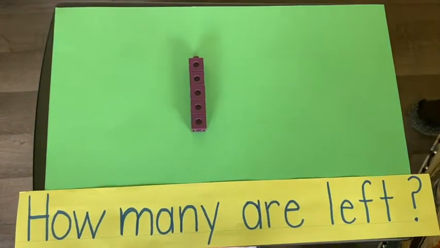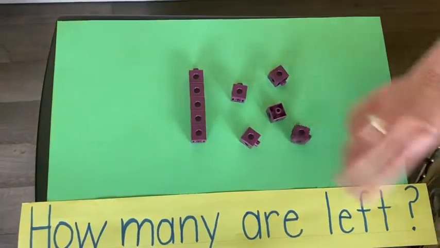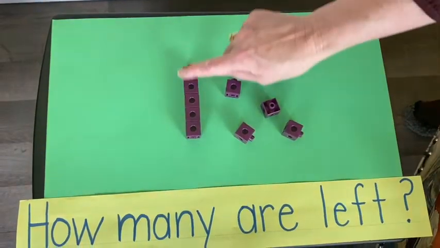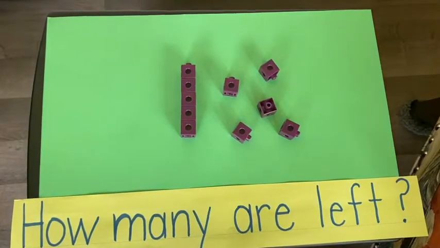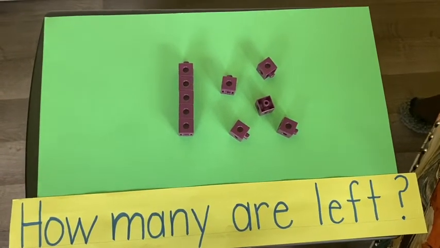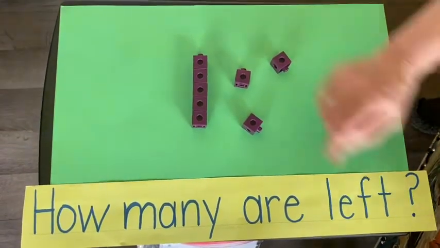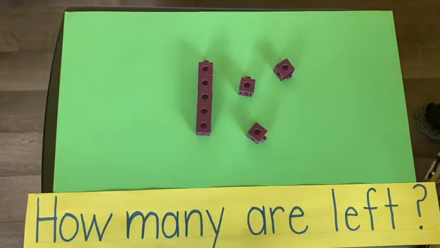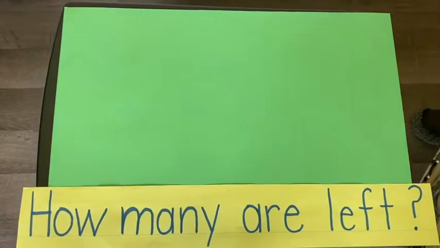All right, let's try another one. Count how many I have all together. Go ahead, count them quickly to yourself. You should be saying to yourself, count 5, count on 6, 7, 8, 9, 10. 10. Now let's get ready for our math problem. 10 take away 2 equals 5, 6, 7, 8. Nice job.